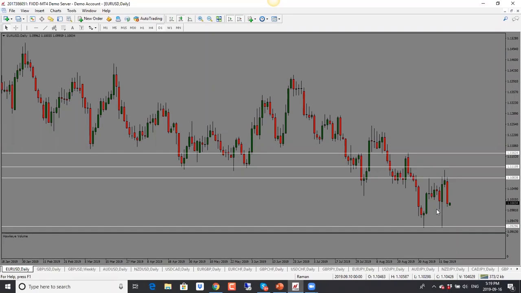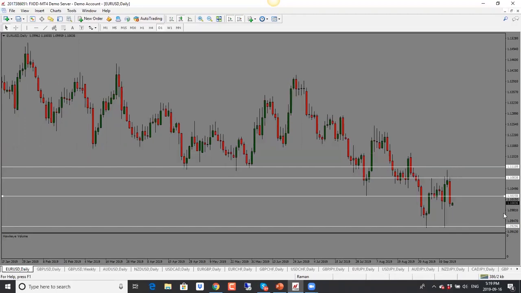Euro dollar had a major drop. We had talked about this in our weekly analysis as well. We were expecting a drop based on the geopolitical stuff with Saudi Arabia, and as a result, we have seen a big drop in euros. So bias is bearish, with a nice bearish engulfing candle close here. So looking for price to drop further.